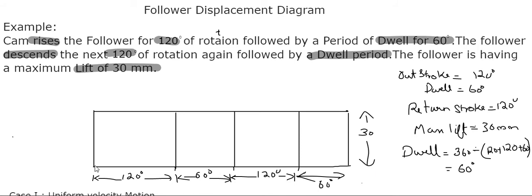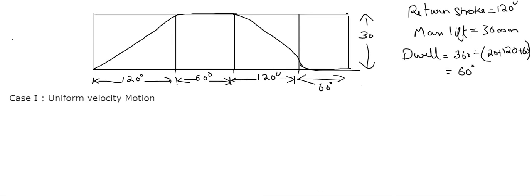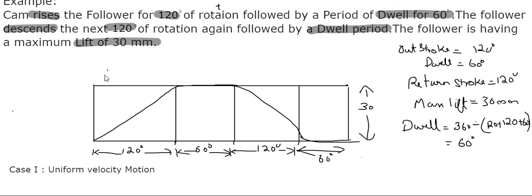And you should get a cam profile with this as the outstroke, this as the downstroke, and last a dwell. So this is a rough idea of how to draw the cam profile. For each of the follower motions, this profile can be drawn differently. So let's see. Just to make you analyze, this is outstroke, dwell, return stroke, and again a dwell. So this is the basic diagram.